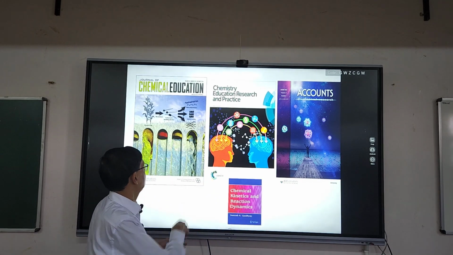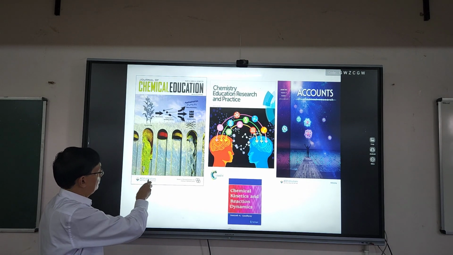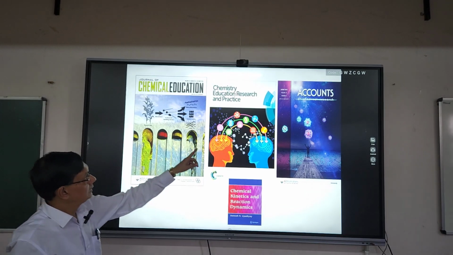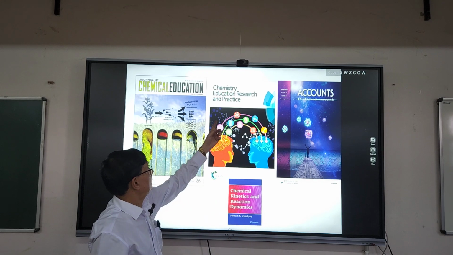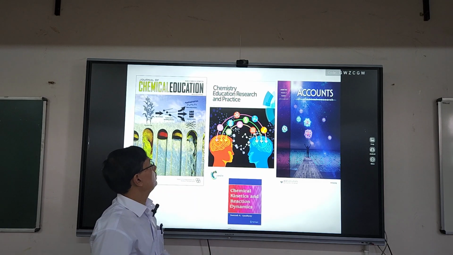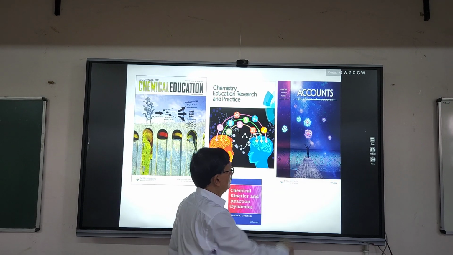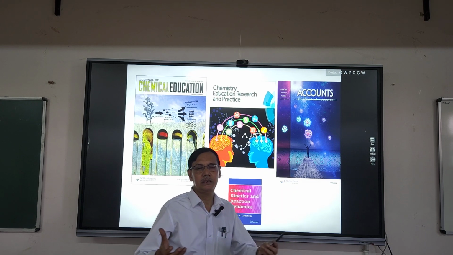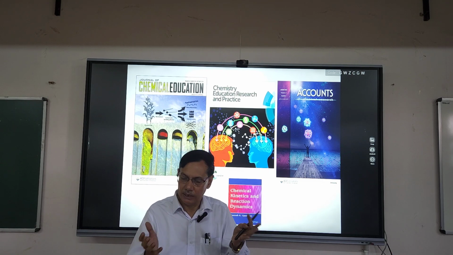So I ask my students to refer online to the American Chemical Society publication, the Journal of Chemical Education, as well as the Royal Society of Chemistry journal for students and teachers, Chemistry Education Research and Practice. And of course, there is also a very good journal, Accounts of Chemical Research. I have referred to some articles related to these theories of the reaction rate.